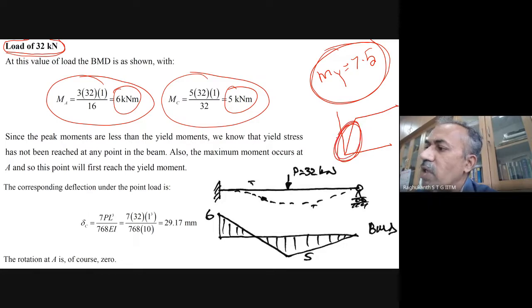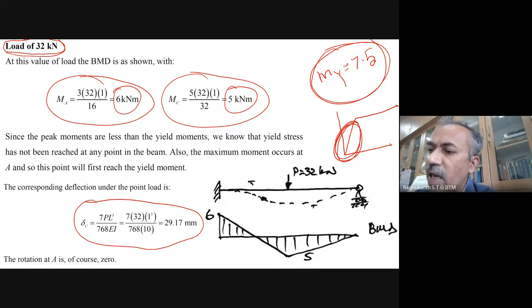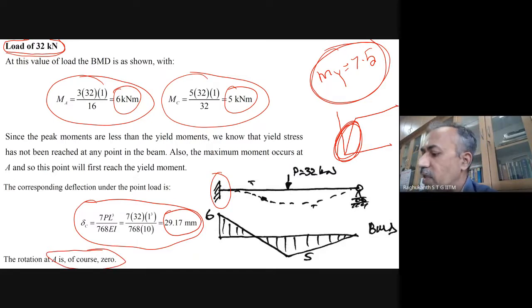You followed. So there is no failure in the beam, and you can even calculate the deflection. The maximum deflection will be below the load, and this formula is also from your structural analysis, PL cubed by 768 EI. So this is the deflection, 29.17 mm. And of course, this is a fixed end, so here the rotation is zero, because it is a fixed end itself.